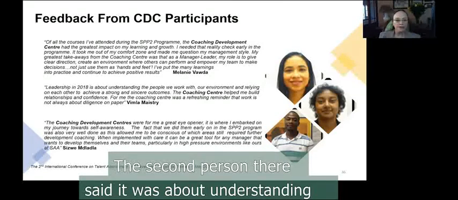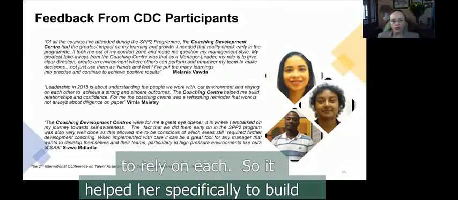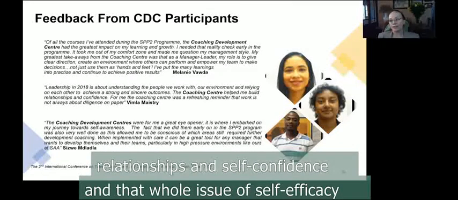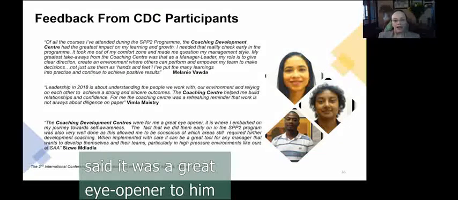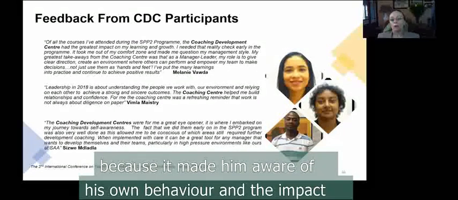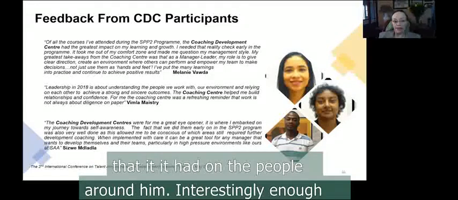Wimla, the second person there, said it was about understanding the people we work with and the environment and the ability to rely on each other. So it helped her specifically to build her relationships and self-confidence and that whole self-efficacy at the end of the day. Sizwe at the bottom here said it was a great eye-opener for him because it made him aware of his own behavior and the impact that it had on the people around him.